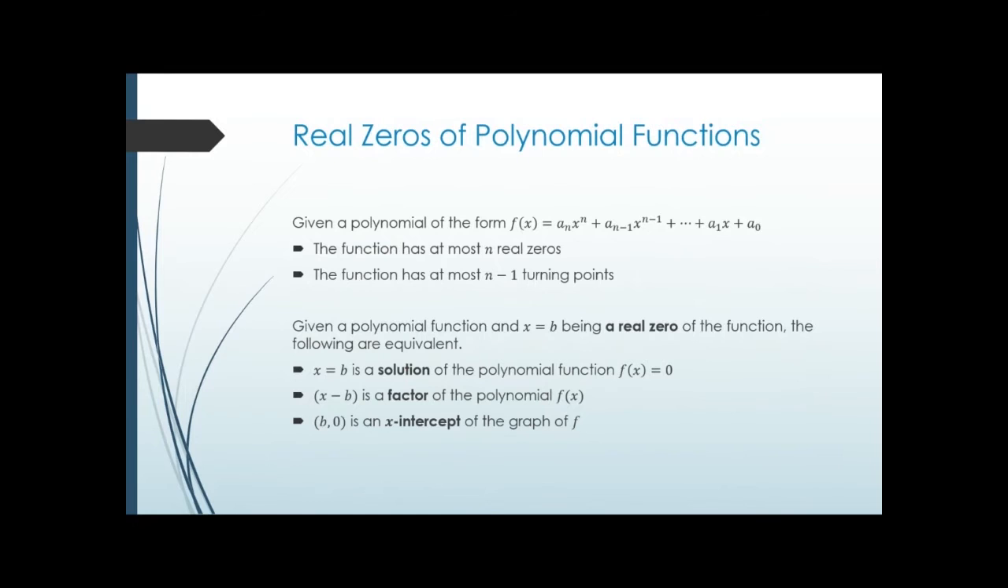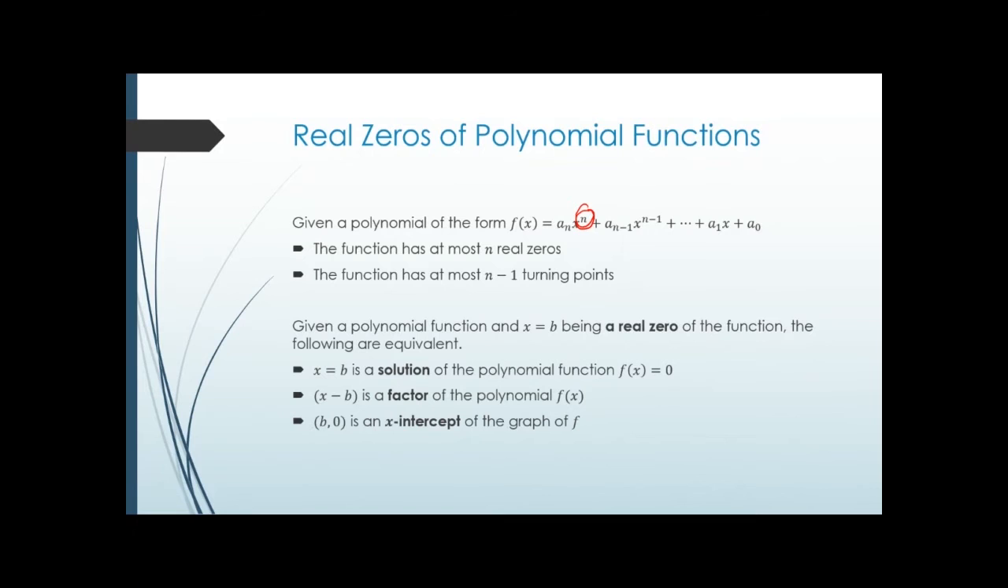Real zeros of polynomial functions. If you have a polynomial and n is our degree, that highest exponent, everything that we do with a polynomial, we're caring about that degree. The function has at most n real zeros. So if the exponent was 4, there should be 4 or fewer real zeros. It could be fewer than 4 because you might have some imaginary zeros as well. But the maximum that you can have is the same as the degree. So you can't have more than 4 if the degree is 4.